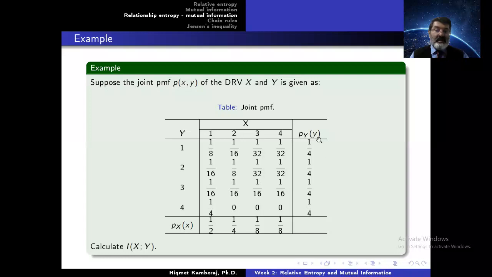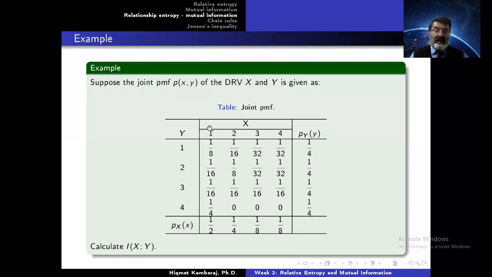Now to calculate the marginal with respect to the y random variable, we can sum along the row. So if I sum along the first row, I get p of y of 1, and it is 1 over 4. If I sum along the second row, this gives me p of y of 2, which is equal to 1 over 4, and so on. If we sum along the third row, you get p of y of 3, 1 over 4, and along the fourth row, you get p of y of 4, which is 1 over 4.